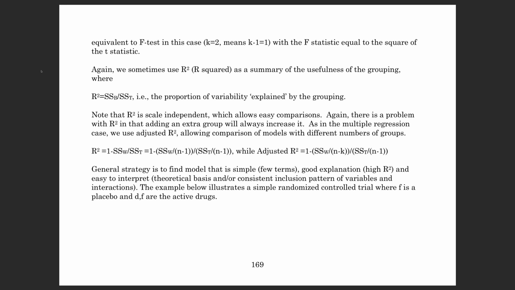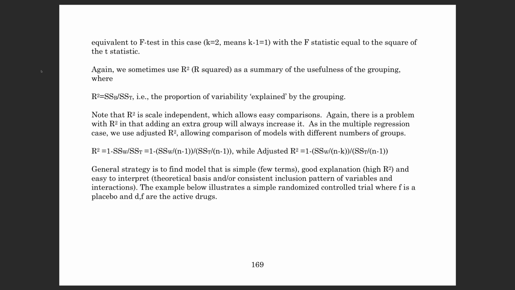So I'm going to start by looking at a simple example of a randomized controlled trial. So just to remind you, randomized controlled trial means that the individuals should have been randomly allocated to the treatments. And in this particular case, we have 3 possible treatments. Treatment F is a placebo. So just to remind you, placebo means I do nothing. That means they were still given a tablet, but the tablet had no active ingredient, whereas the other 2 groups, D and F, are the 2 active drugs that we want to compare against the placebo.